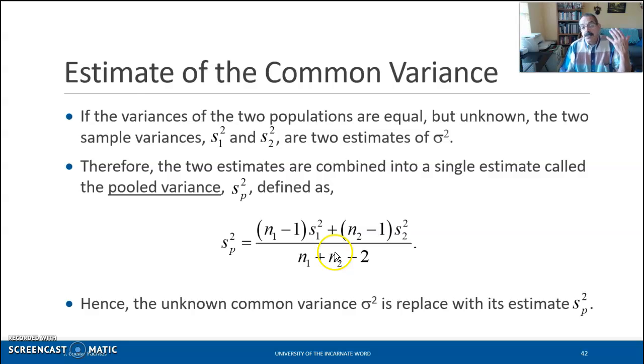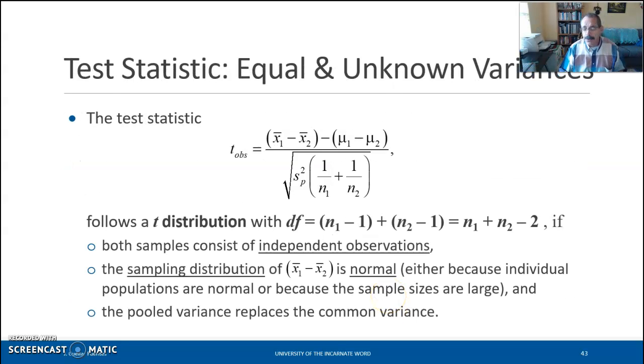And so this unknown common variance, we're going to replace with this estimate, the pooled variance. You remember from module 8 and module 7, every time we replace a variance with a sample variance, we end up using a t-distribution. And that's exactly what we're going to have here. So the test statistic for equal but unknown variances is now defined as this.